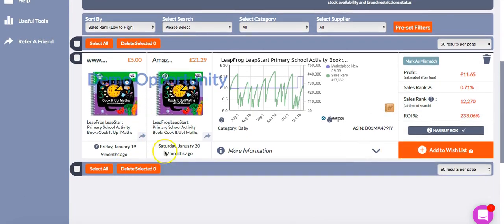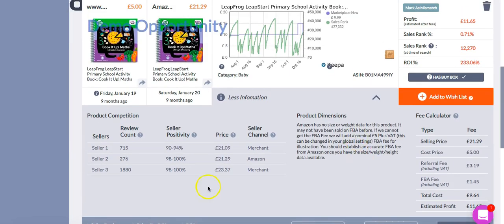So here, let's just see what it's given you. It's saying it's £5 on that, and it's £21 on Amazon. You've got your more information down here.